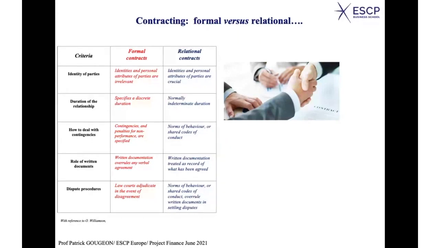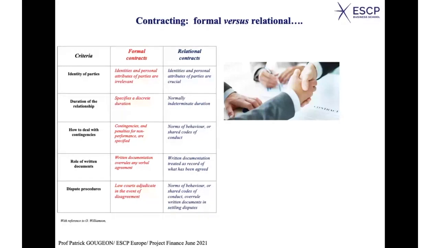Duration of the relationship. A formal contract specifies a discrete duration. Well, in a relational contract, there is no duration stipulated. If you have a friend, you are not going to tell him, well, let's be friends during 1 year. We'll see in 1 year from now how we do. No, indeterminate duration.